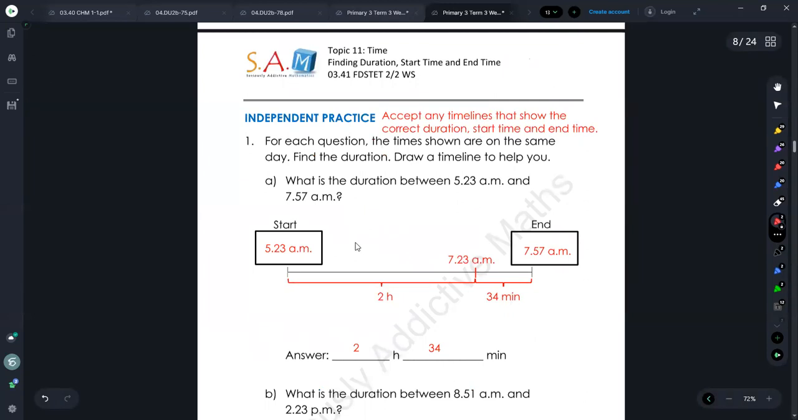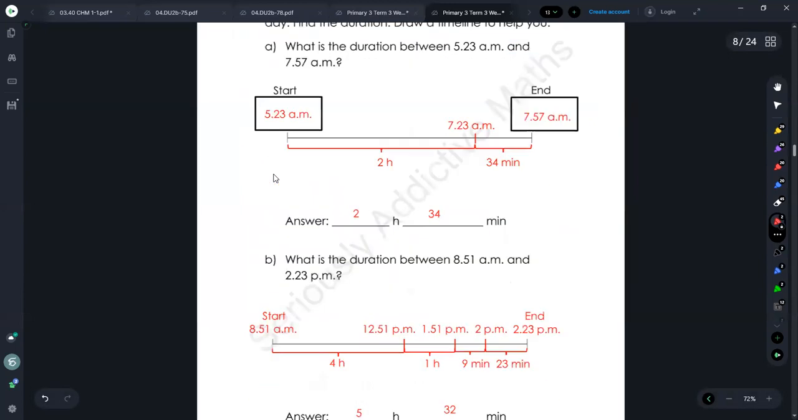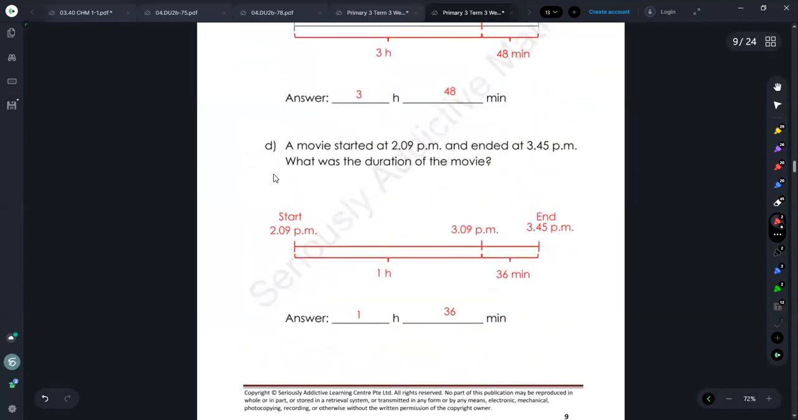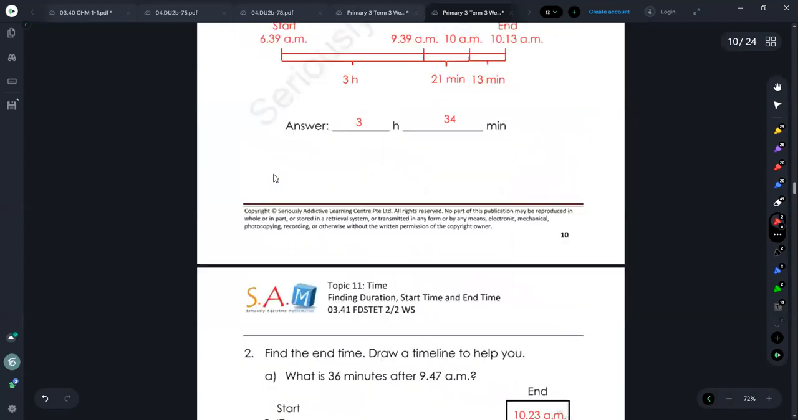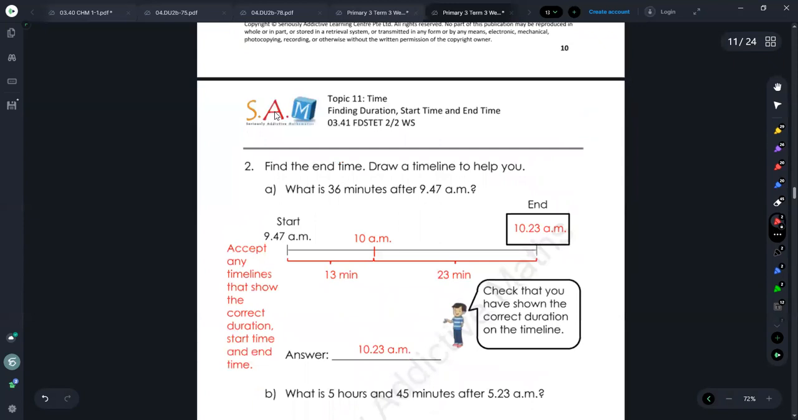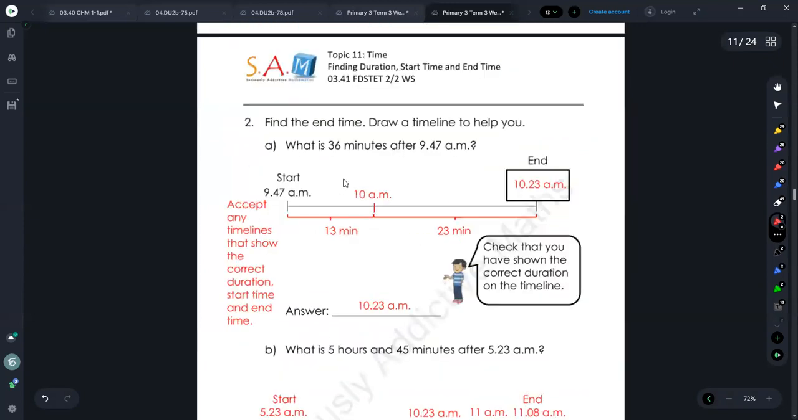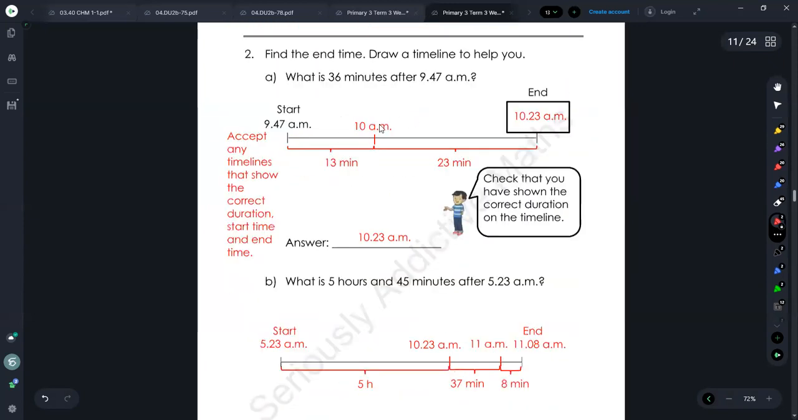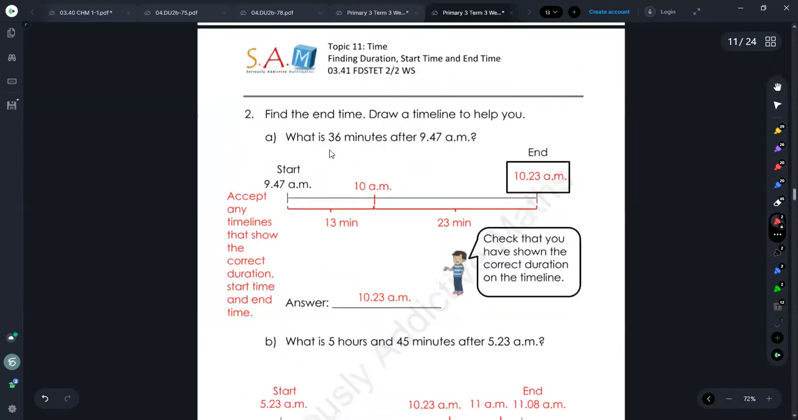And then for independent practice, for them to do in class, this is what I suggest. One question from 1A that asks for the duration. And then one question from 2. You can get them to do 2A or 2B, because 2A is worded carefully, so they can do 2B. 2B is about finding the end time.